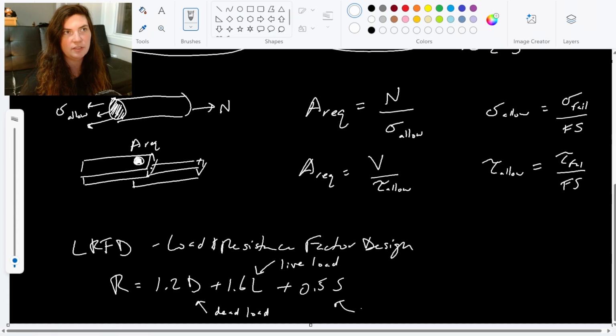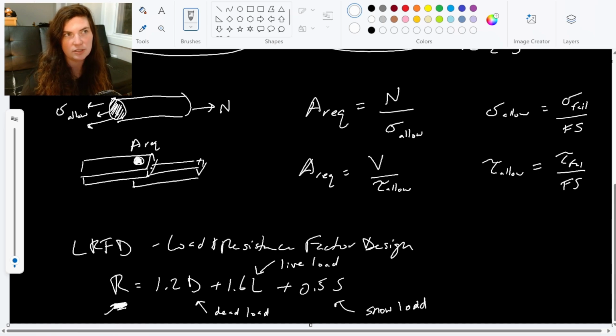And this equation even includes an S, which is snow load. Whenever it snows, snow has a weight. It's a lot of water sitting on your roof that needs to be accounted for. And this would give you a load factor design. This is what this R is.